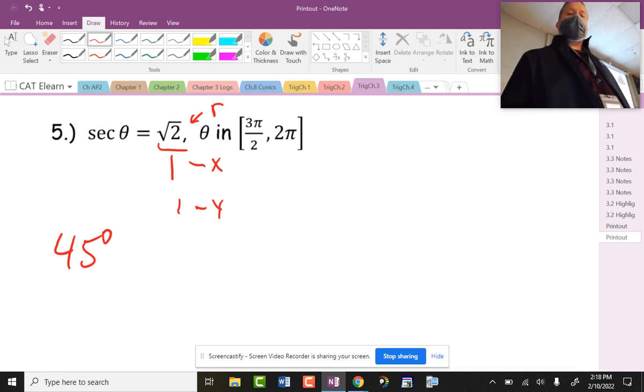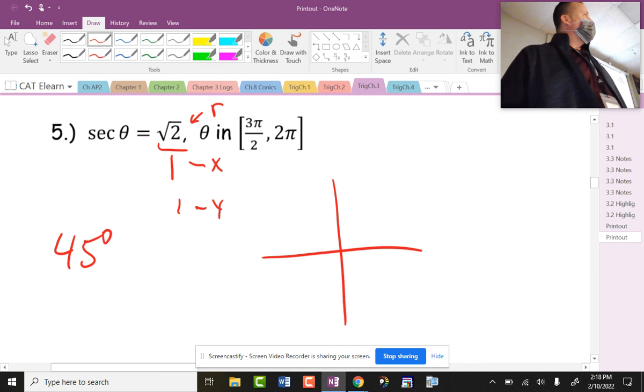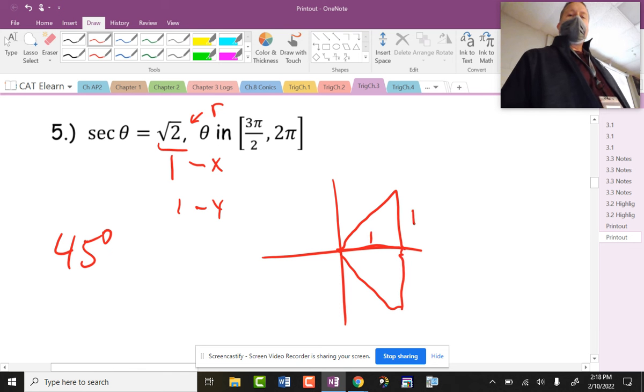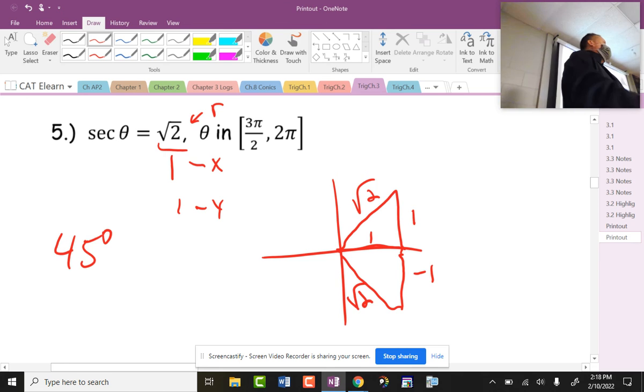Then after that, we should be able to do this. And we're secant positive. What quadrants? Obviously 1, right? And then what other quadrant? 4. And you prove it. 1, root 2. It doesn't take much. That's why I laugh at people. I have to draw a triangle. That just took me 3 seconds.